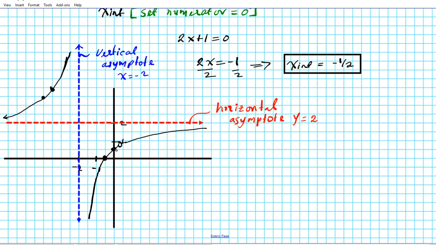Okay, and here we have our y-intercept of 1/2, and this point represents our x-intercept of -1/2, and this open point right here represents our hole or removable discontinuity, which has a value of x equals +1/3. Okay, so this is basically what the rational function looks like.